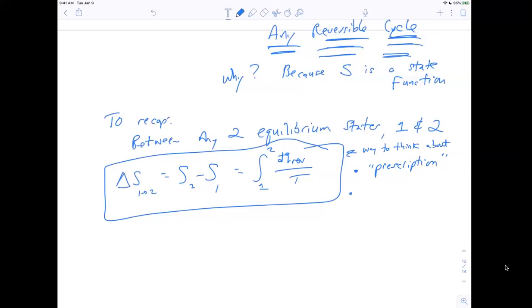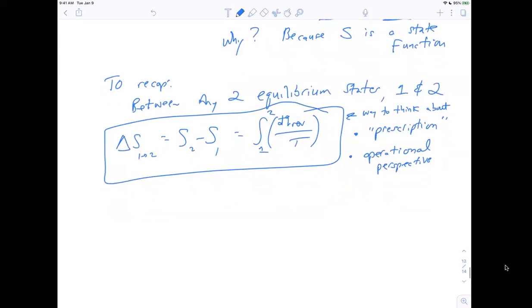Is like a prescription, or maybe an operational perspective. So it just gives you a set of operations. So to get delta S, you have to do some mechanical operations on your paper or whatever you use. And those operations involve an integral from state 1 to state 2 of this thing called dq reversible over T. Now, it remains for us to define, for any given specific example, the form of dq reversible over T. So here's the prescription.